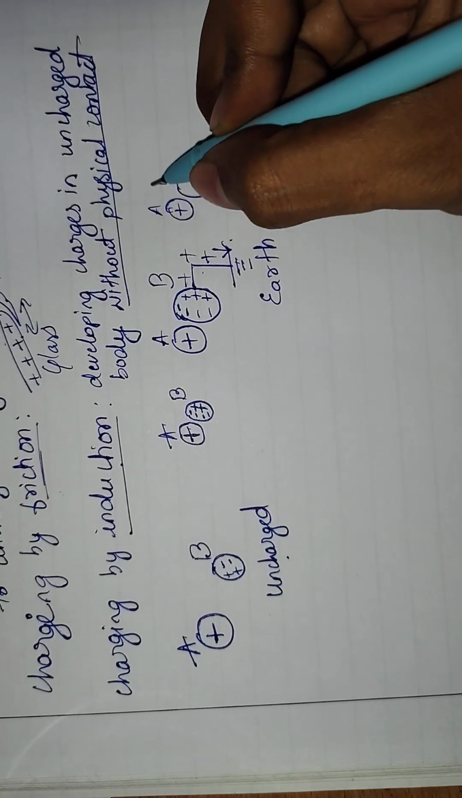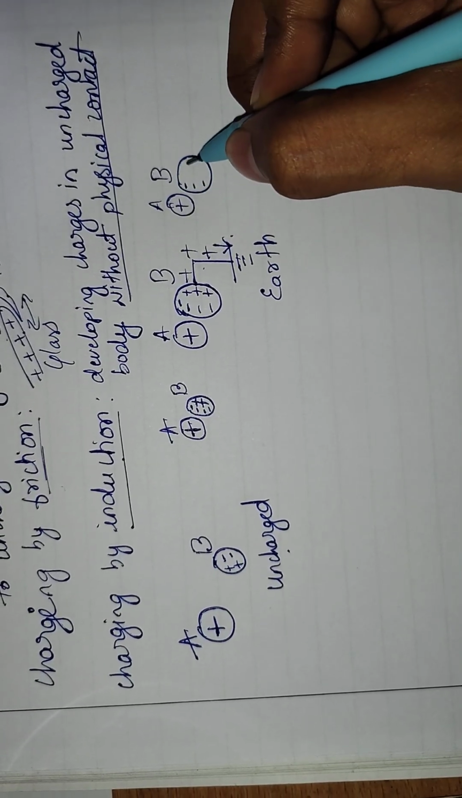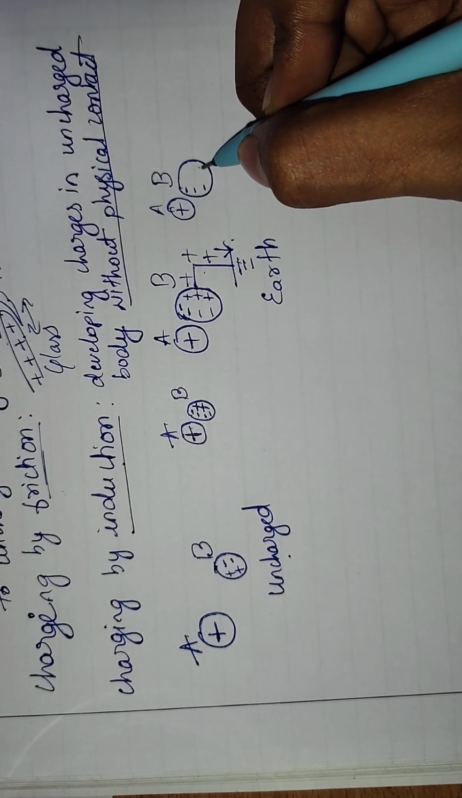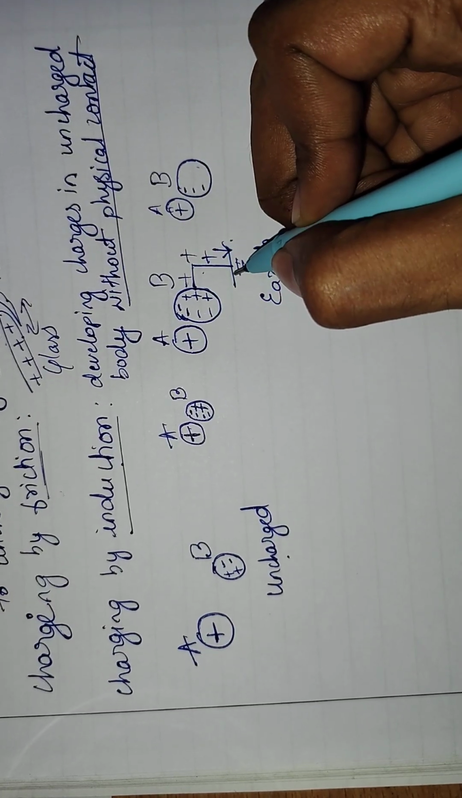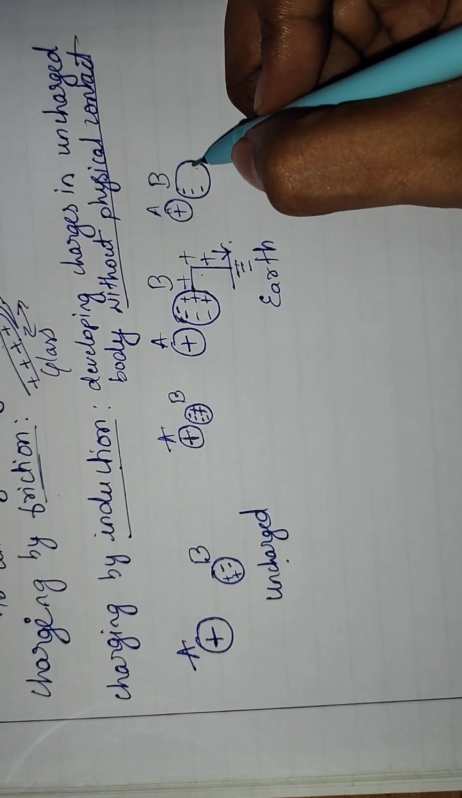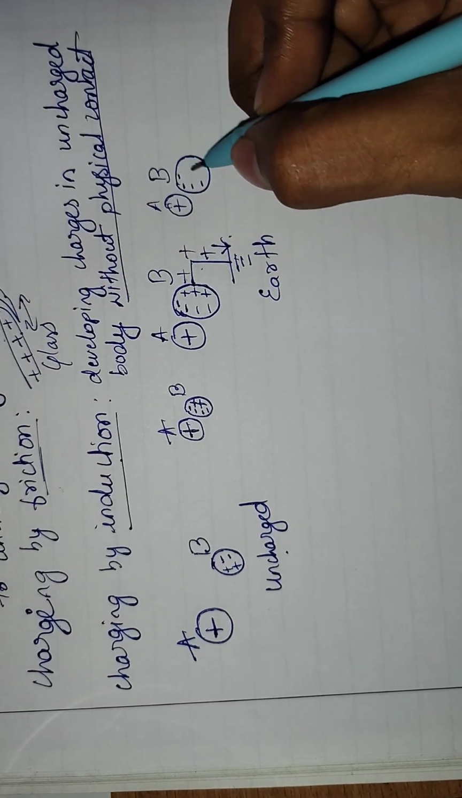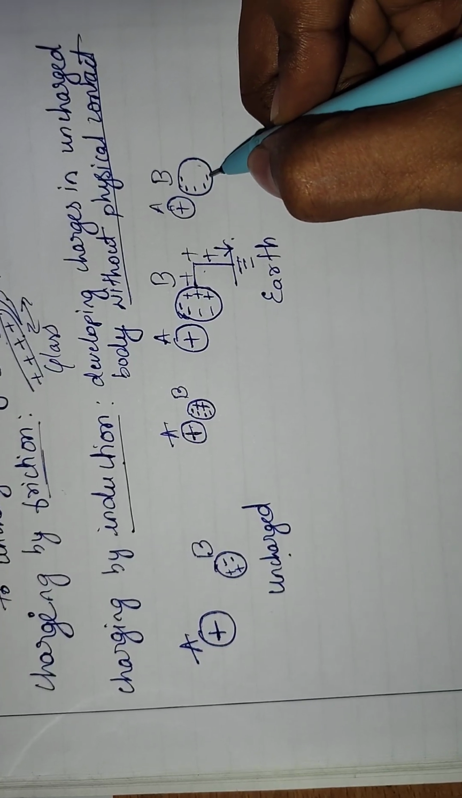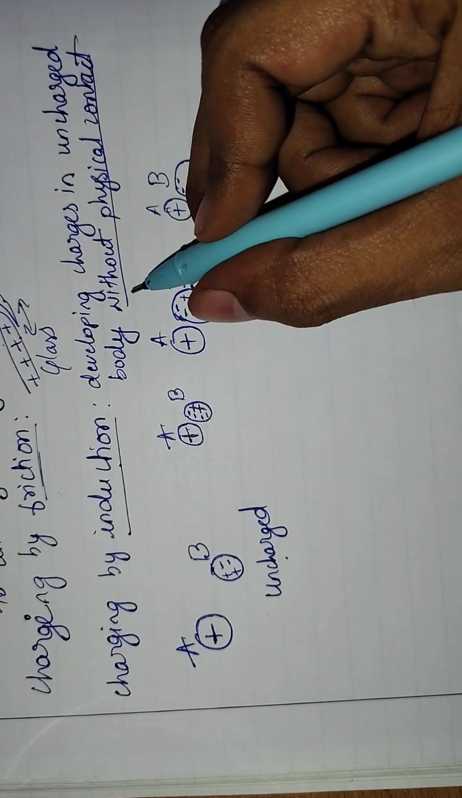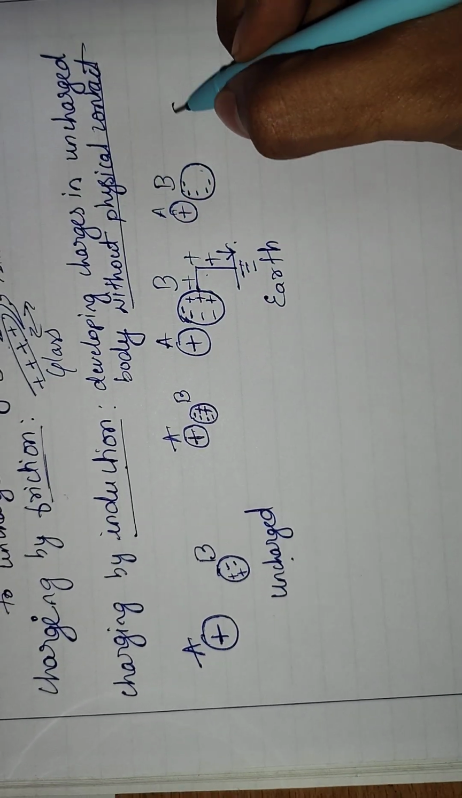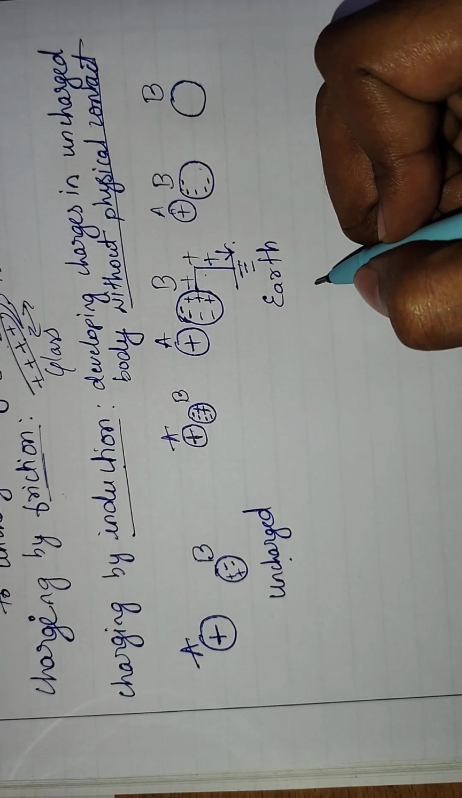Now body B, on this surface it had negative charge, on this surface it had positive charge, but all that positive charge has moved to the earth, so there are no charges here. So the body now has only negative charge. Now you remove body A, and you are left with only body B.